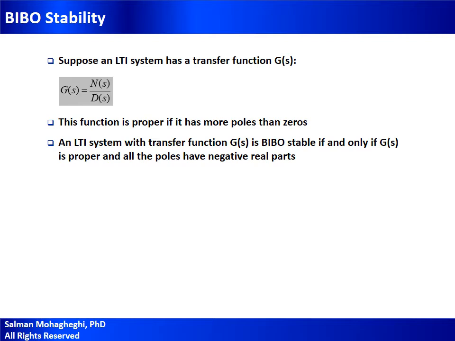An LTI system with a transfer function G(s) is bounded input, bounded output stable if and only if G(s) is proper, meaning it has more poles than zeros, and all the poles have negative real parts.